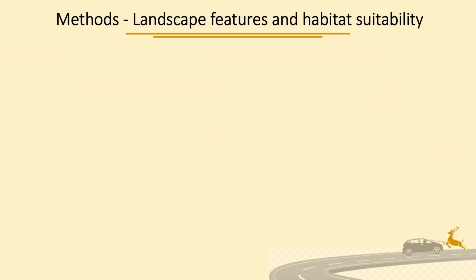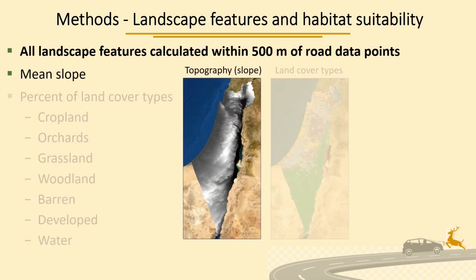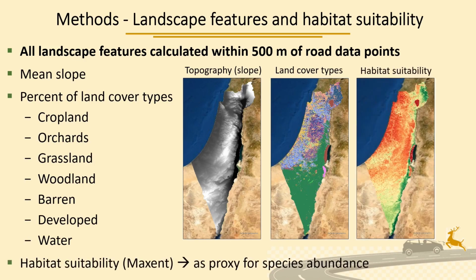We also calculated landscape features within a 500-meter radius of road data points. These include the mean slope, the percent of land cover types like croplands or woodlands, and habitat suitability that was calculated for each species using Maxent and used as a proxy for species abundance near the road.